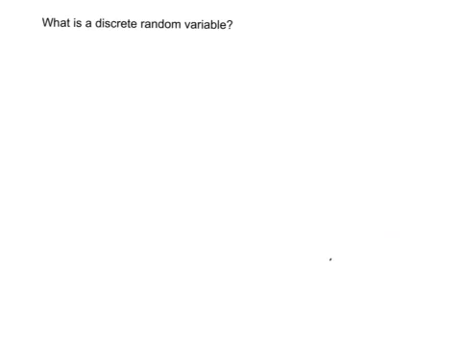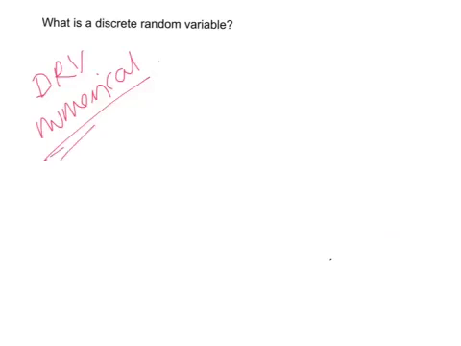So for instance, a discrete random variable could be the number of cars that pass in the road. It could be the number of shoes you own. The first thing I'm going to say about it is a DRV, or a discrete random variable, must be numerical. All right, number of cars, number of shoes. It cannot be anything that doesn't have a number in it. So it can't be the colour of shoes or the colour of car. It has to be numerical.